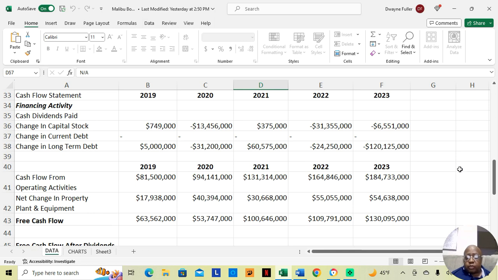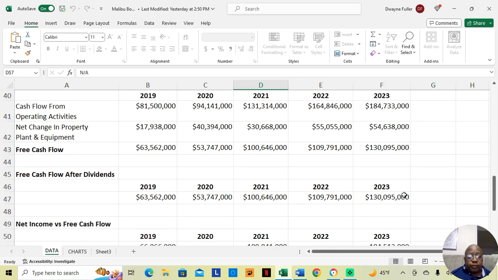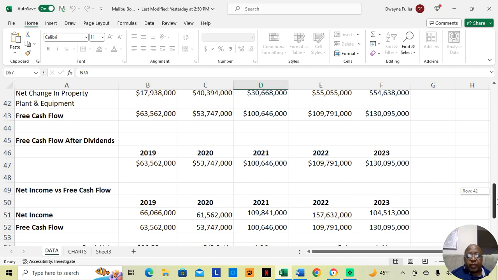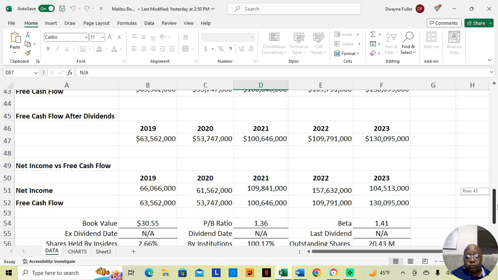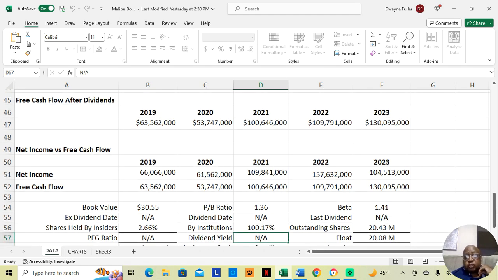I'm going to leave the change in current and long-term debt because we already covered that with the balance sheet. But generally, I look at the free cash flow heavily because I want to see if companies have enough free cash flow to be giving out that dividend that they're giving out. In this case, Malibu Boats does have free cash flow, but also they're not giving a dividend. So that is not a factor. But their free cash flow is about near their net income. And actually, in 2023, it exceeded the net income.